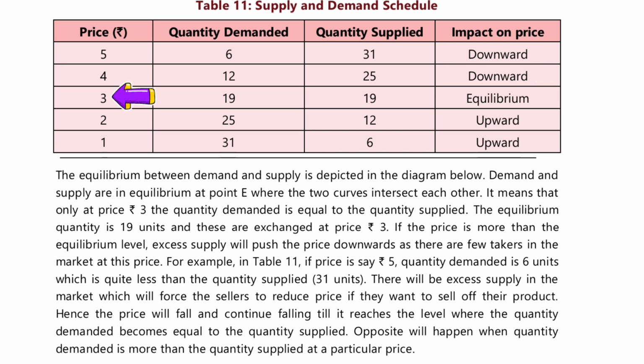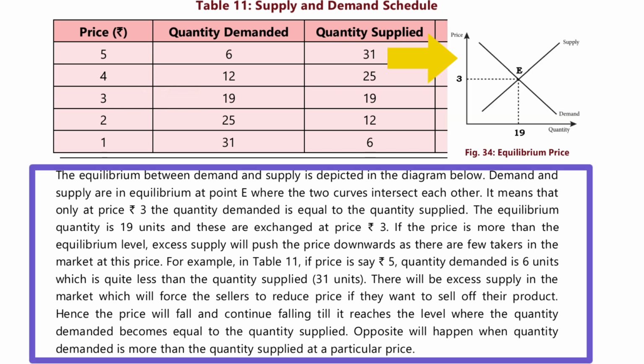impact. When the price reduces to ₹3, the quantity demanded in the market is 19, and the quantity supplied is also 19. Here it is said to be in equilibrium. That is, at the price of ₹3, both are happy. The buyer is happy to buy at ₹3 per product, and the seller is also ready to sell it at ₹3. The same is depicted in figure 34.